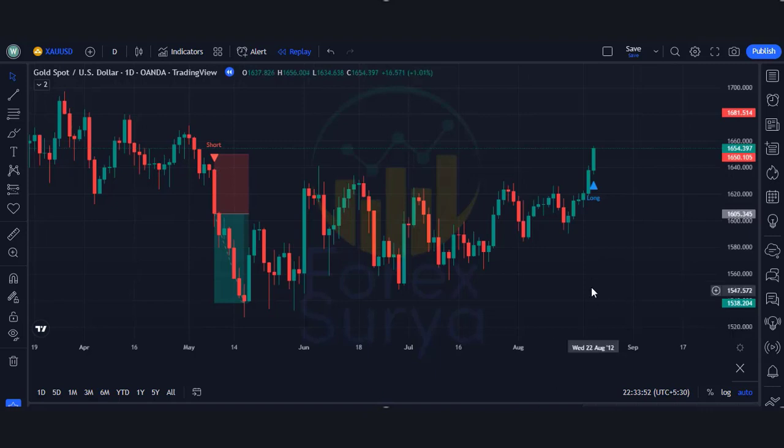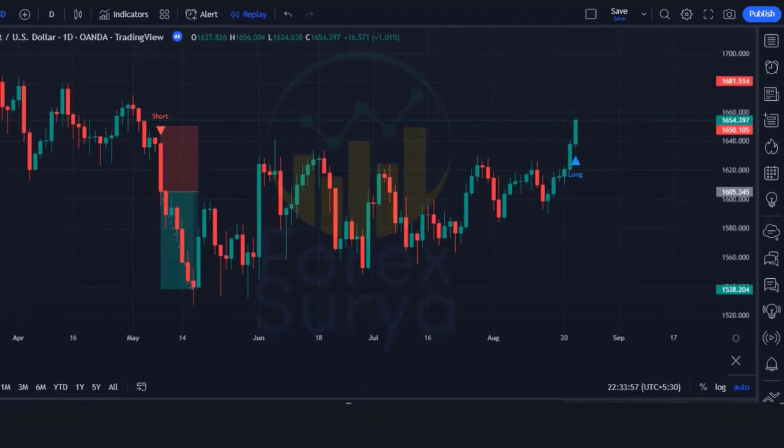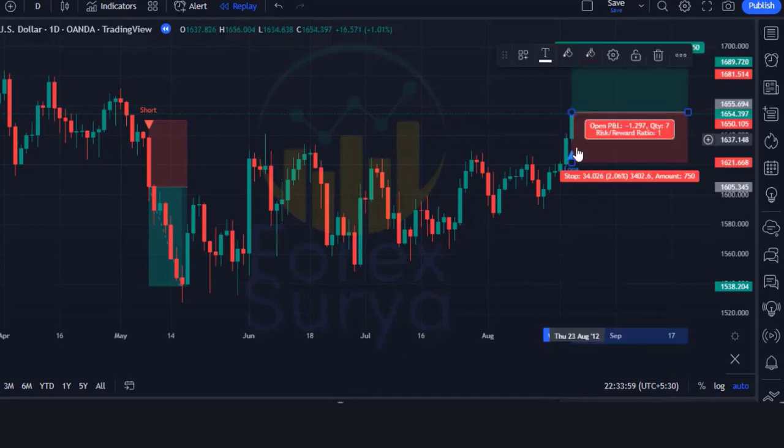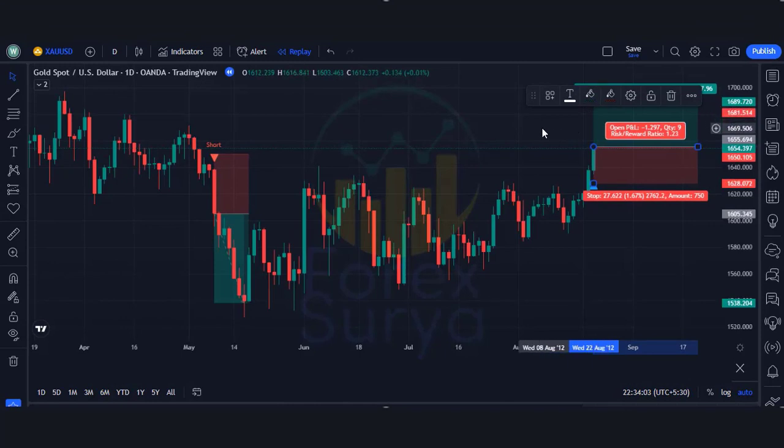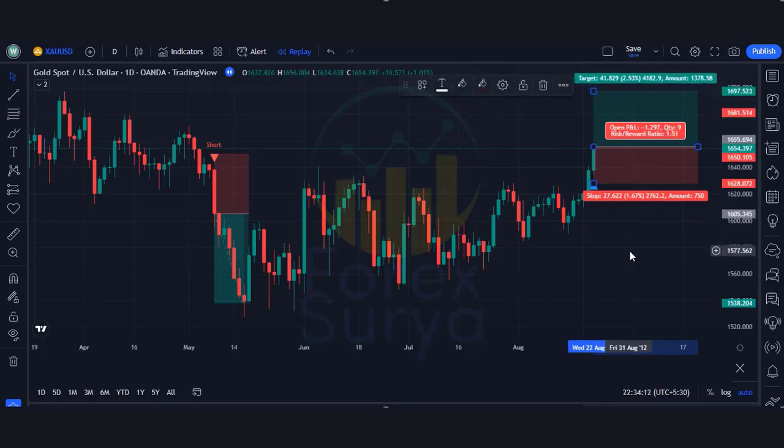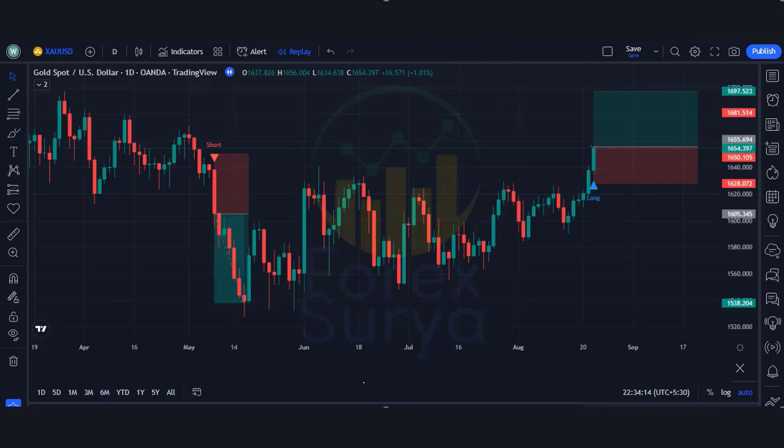Here friends, the Smart Supertrend indicator has given a buy signal, and the market has made a bullish candle. We will take the buy signal, and the stop loss will be placed below this bullish candle. The risk to reward ratio will be 1 to 1.5.